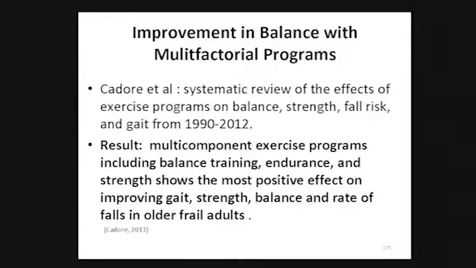Another, no surprise, Cochrane systematic review from across many years, 1990 to 2012, so right up to recent studies. What works? Here's the test question. Multi-component exercise programs. Balance training, endurance, strength shows a positive effect on improving gait, strength, balance, and the rate of falls for older, frail adults. So what works? Multi-component programs.